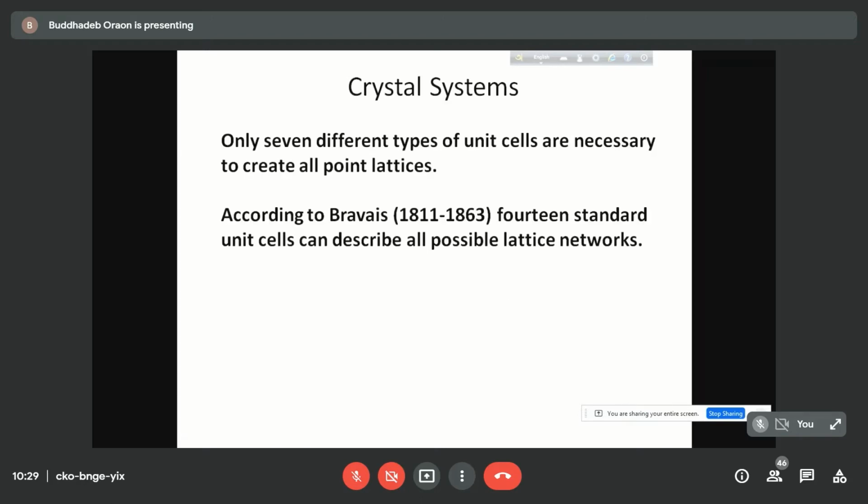So we have the crystal systems. We have the 7 crystal systems to create all possible lattice structures. And according to Bravais, 14 standard unit cells can describe all possible lattice networks.